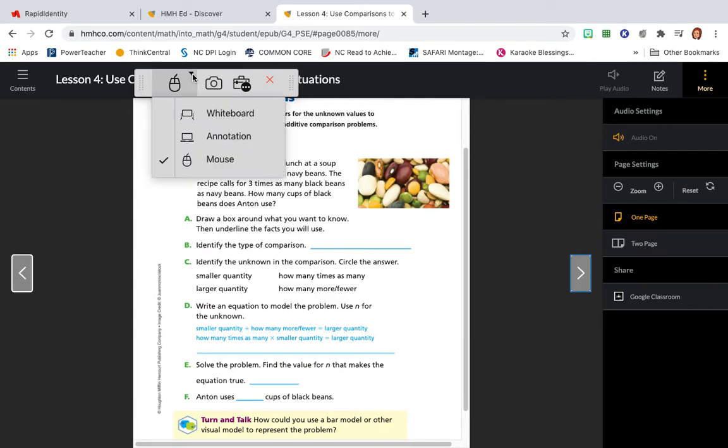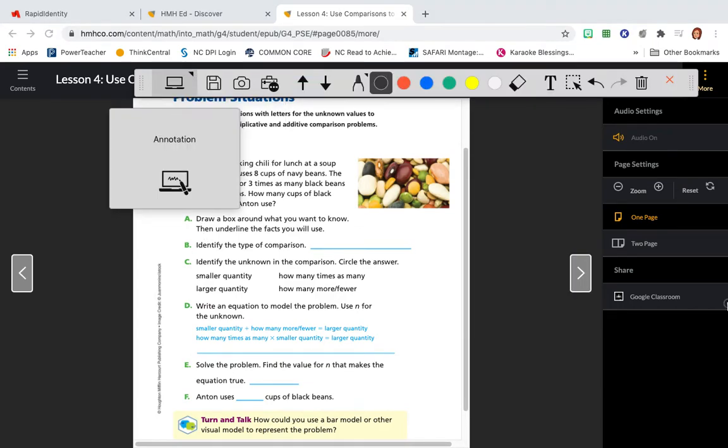Page 65. So make sure you get there, make sure you have your pencil and you're ready to learn.